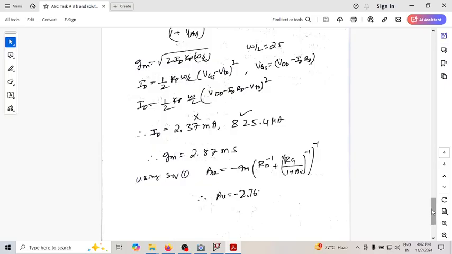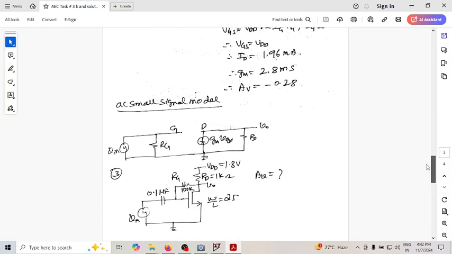So this is how you can consider a design even having a resistor between the gate and the drain. Thank you.